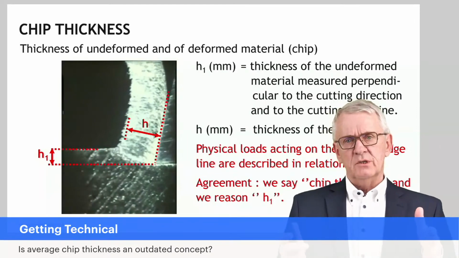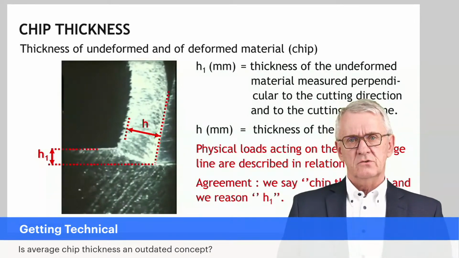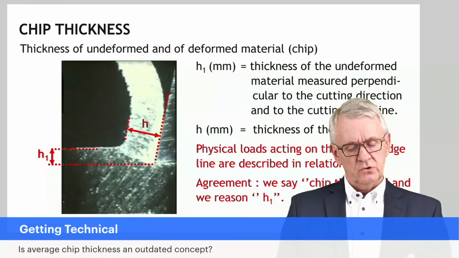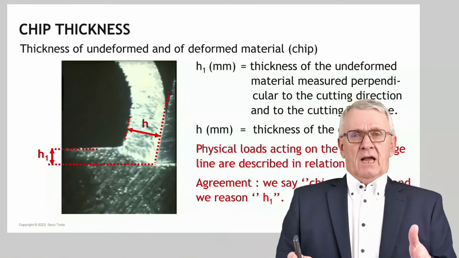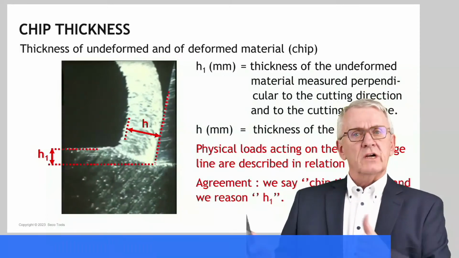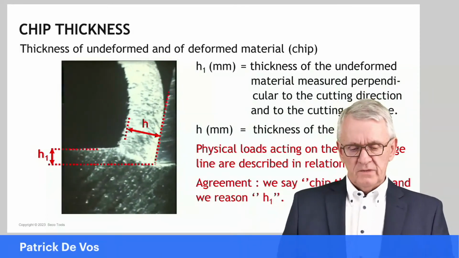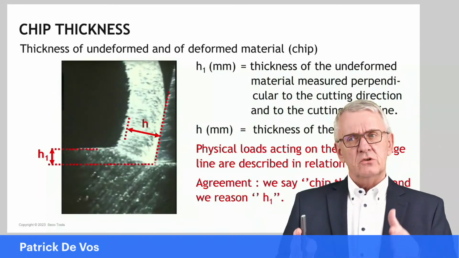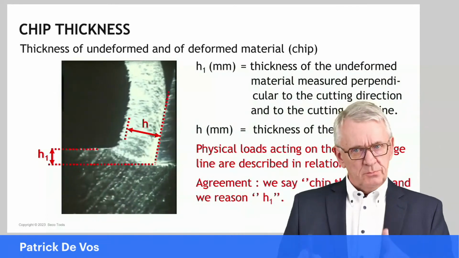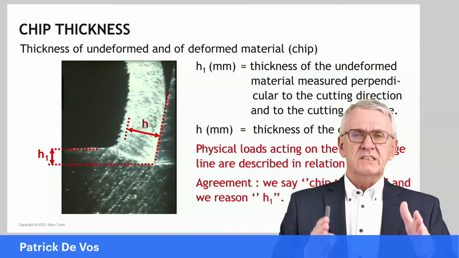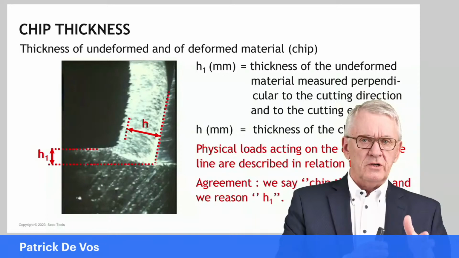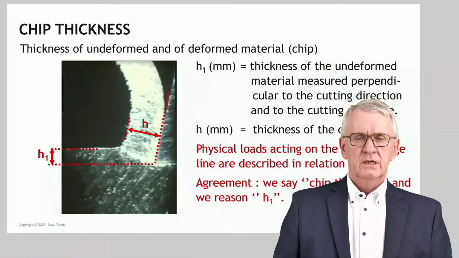And that is kind of an agreement we need to take here together, that if we use the word in the English language, if we use the word chip thickness, and later on average chip thickness or equivalent chip thickness, we come directly to those things. But if we use the word chip thickness, it's not actually the thickness of the chip we talk about, but it's the thickness of the undeformed material just before it's being cut.